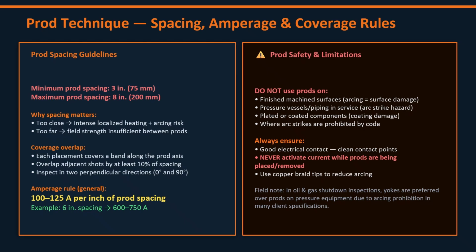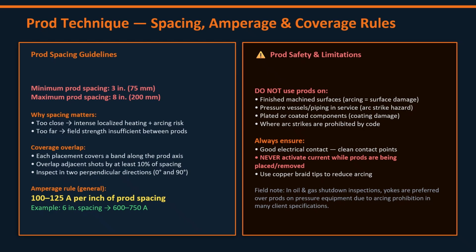The prod technique requires control of spacing, current, coverage, and safety. The training material gives a general prod spacing range of 3 to 8 inches, or approximately 75 to 200 millimeters. Why does spacing matter? If the prods are too close, current density can become highly localized, increasing heating and arcing risk. If they are too far apart, the magnetic field between them may be insufficient for reliable detection.